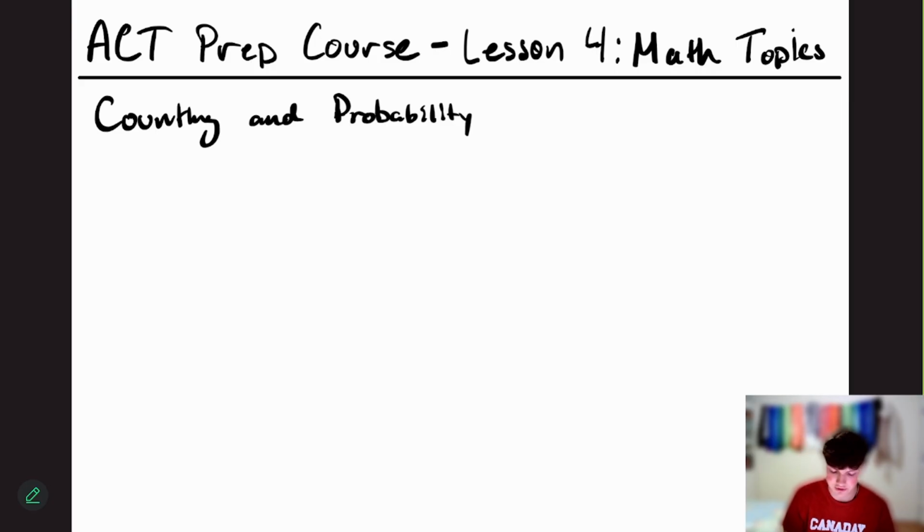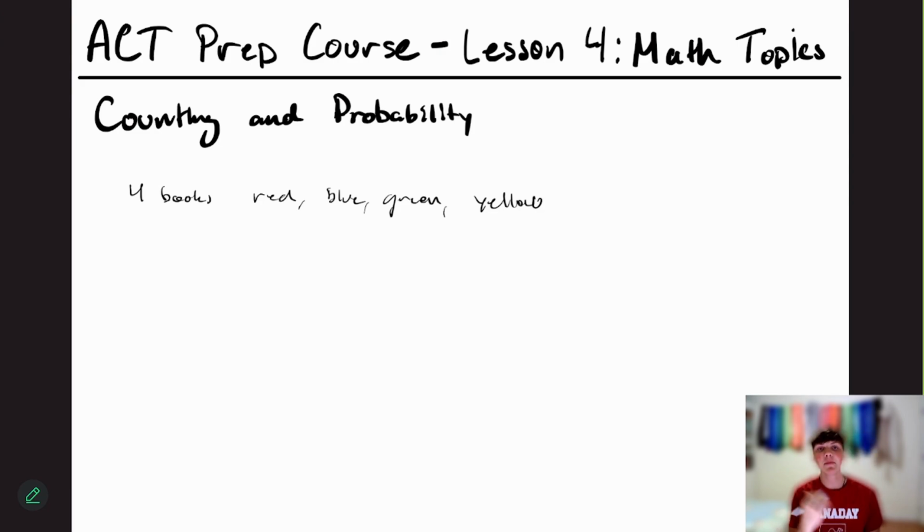Let me pull up a question real quick. Let's say you have four books. I have four books colored red, blue, green, and yellow, and I want to put them on my bookshelf. Okay, so I'm putting them on my bookshelf. How many different ways can I arrange them on my bookshelf? That's question one. How many ways to arrange, right?